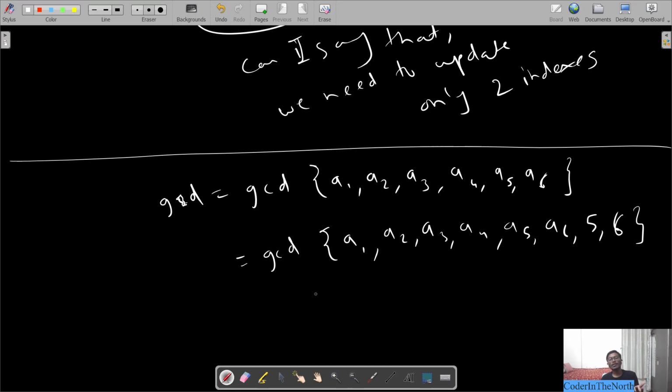Now what I told earlier, that any consecutive numbers are coprime, which means that GCD of 5 and 6 will be 1. So GCD of 1 and A6 will be 1. With A5 it will again be 1, and so on. So here GCD will be 1. So this was the only thing.